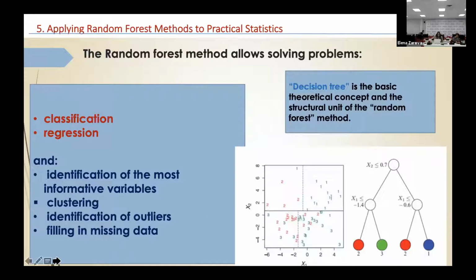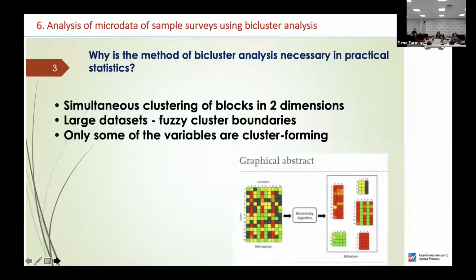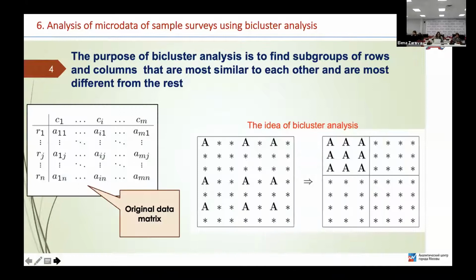The random forest method we spoke about yesterday can solve 2 problems: a problem of classification and a problem of regression. We will speak about random forest a bit later, but the main idea is that random forest uses an ensemble of decision trees. And the last part was about bi-cluster analysis, which is used for simultaneous clustering of blocks in 2 dimensions in a large data set with fuzzy cluster boundaries, where only some variables are cluster forming.